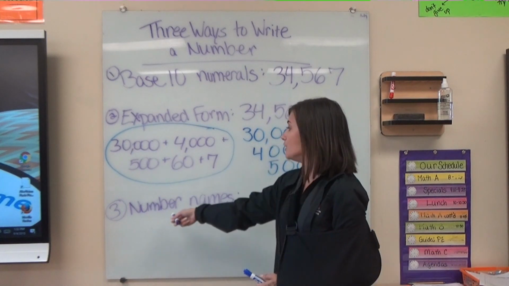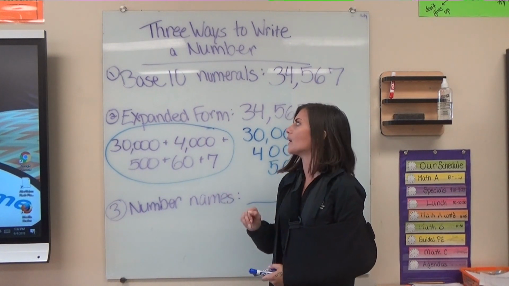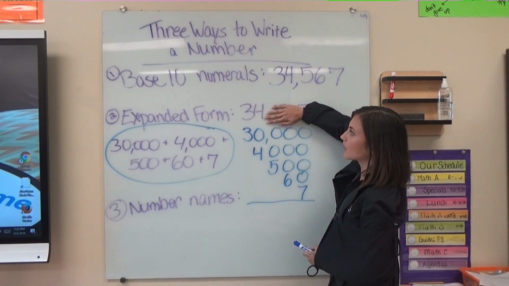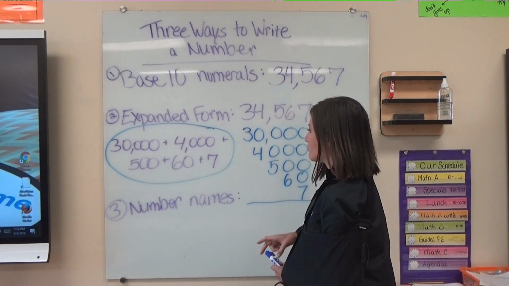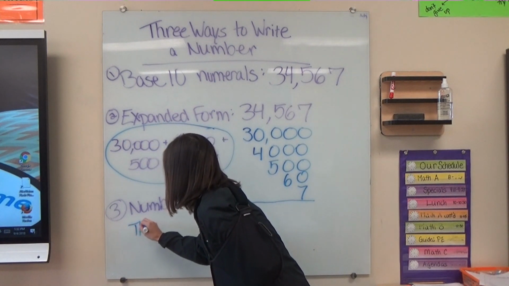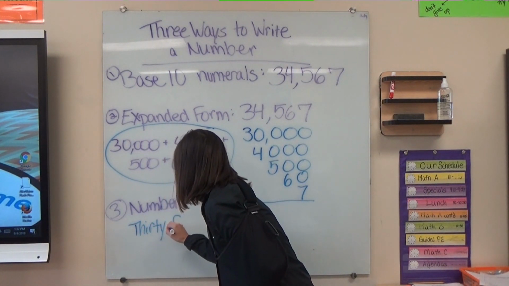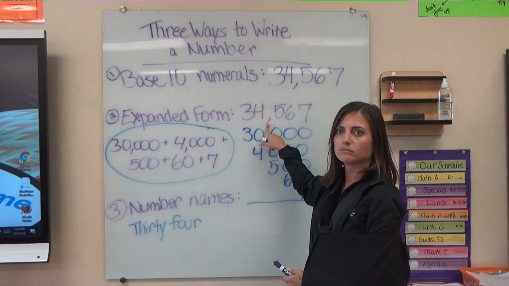34,567 in number names, we're going to start with everything that comes before the comma. So everything that comes before the comma is 34. So that's what I'm going to start by writing. I'm just going to write the words 34. Then I see that I've reached my comma.